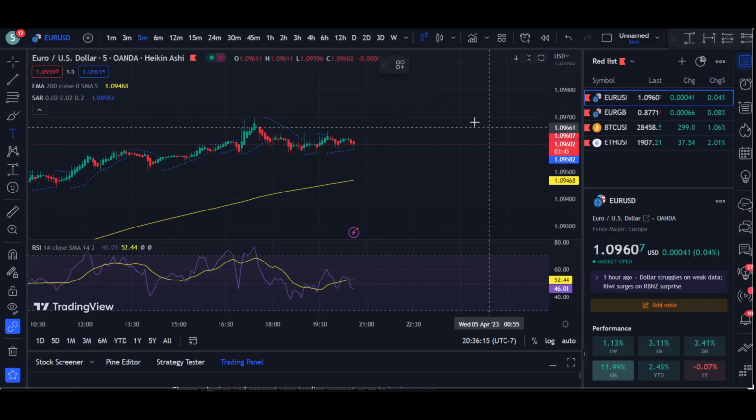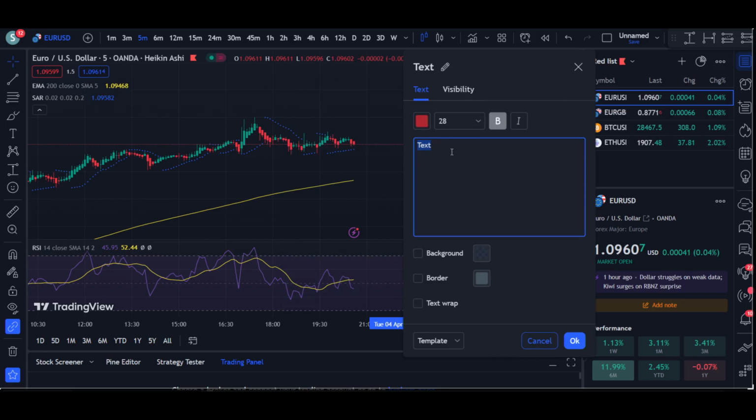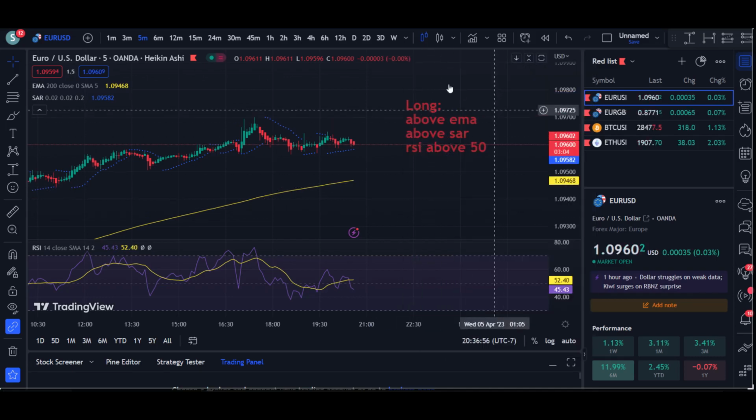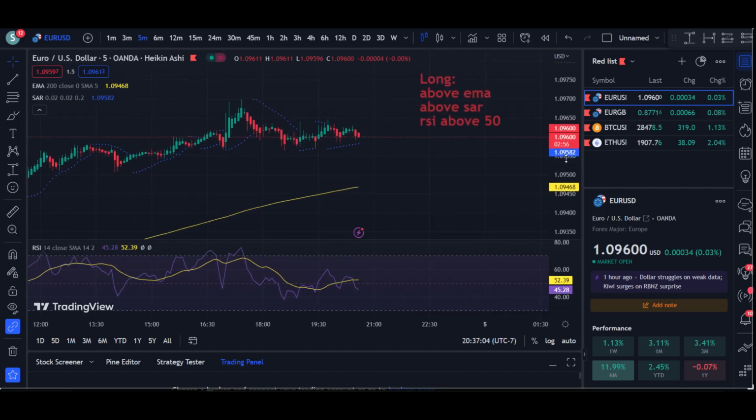So now for the strategy. For a long, first of all, price has to be above the EMA. Second of all, it has to be above the SAR. And for the third, I want the RSI above the 50 level. All right, so once all these have occurred, we now have a potential long.